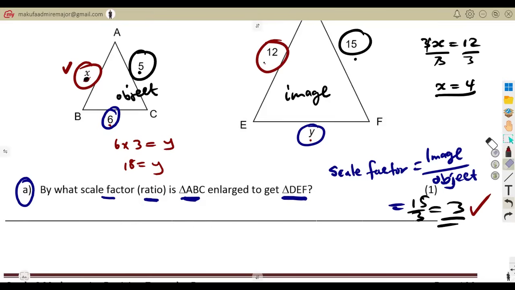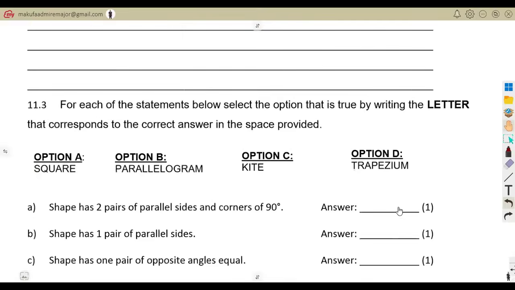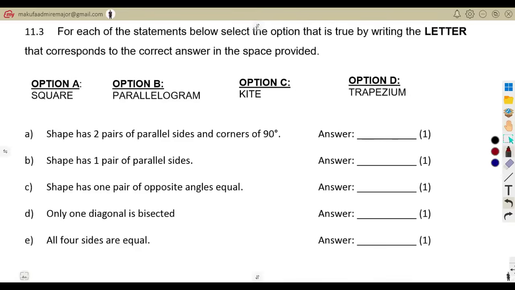Like I said, I'm just rushing because it is part of your transformation, which we are not supposed to be actually talking about in this case because they've removed this part of transformation for our 2024 exams, not knowing what's going to happen. And the following, on question 11, for each of the statements below, select the option that is true by writing the letter that corresponds to the correct answer in the space provided.